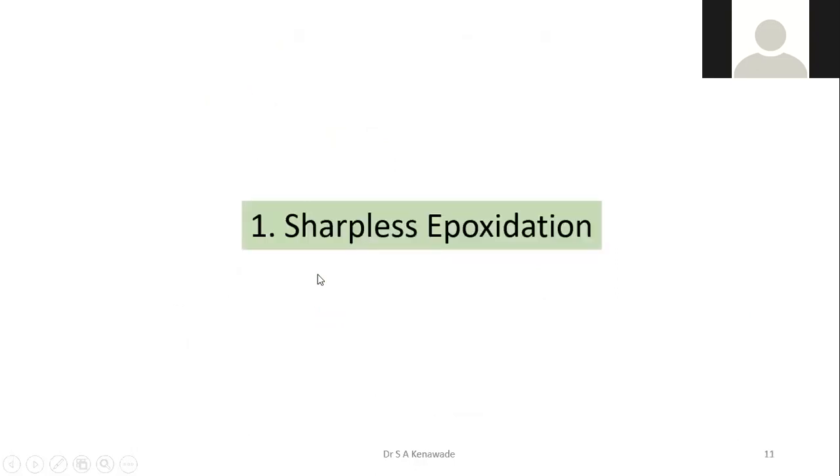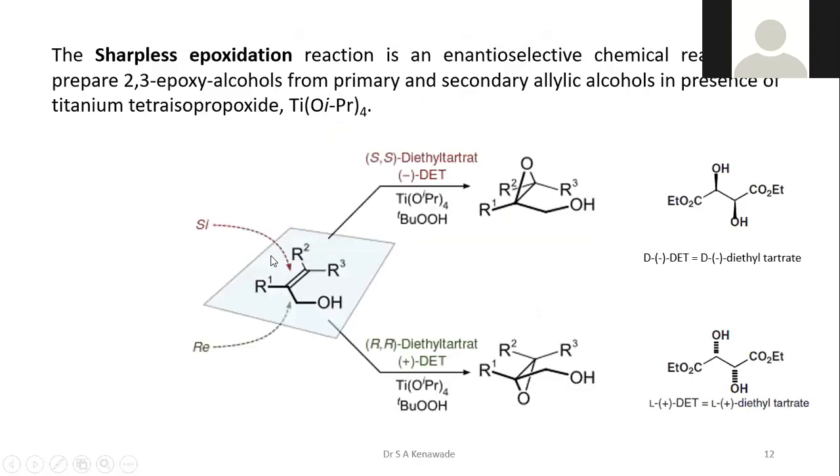Then next we will start the Sharpless epoxidation. The Sharpless epoxidation is an enantioselective chemical reaction to prepare 2,3-epoxy alcohol from primary and secondary allylic alcohol in the presence of titanium tetraisopropoxide. Firstly, in the Sharpless epoxidation, we require allylic alcohol, primary or secondary allylic alcohol.